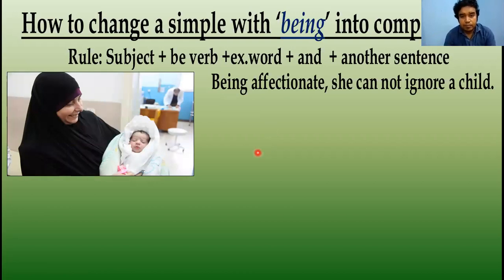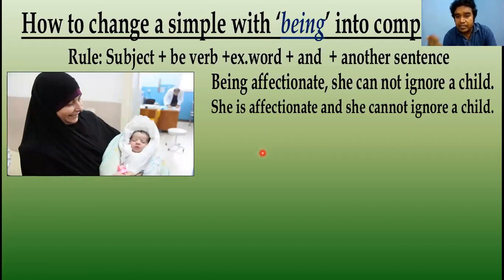Let's see. She is affectionate and she cannot ignore a child. Dear student, you must remember, if you find this type of structure, a simple sentence starting with being, then you have to remember that you must make it compound using the coordinating conjunction and you must convert it into two independent clauses as we learned in our previous rule.